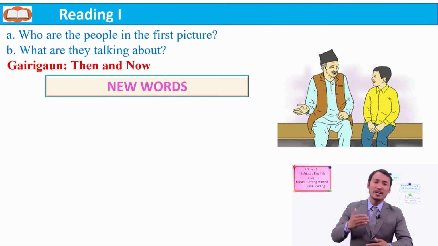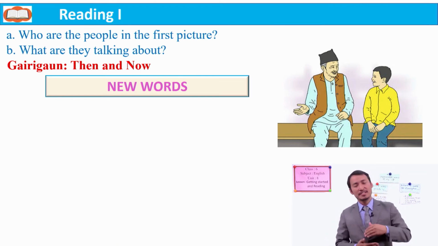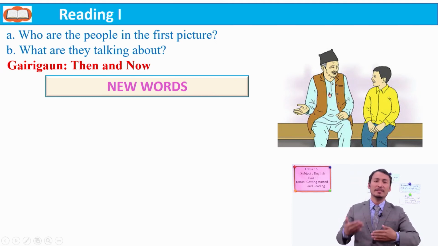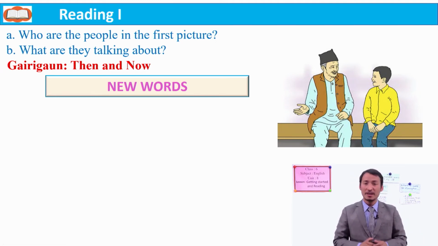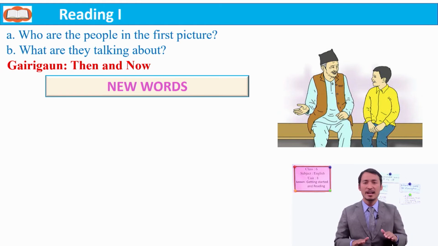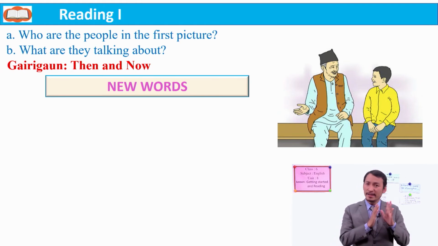They might be talking about different times or past experiences, or this old man is telling something from the past, right? Okay, we guess it. Our topic for today's reading is Gairi Gaon, Then and Now. What was there in the past and what is here in the present. Now, before we start reading, let's see some new words.